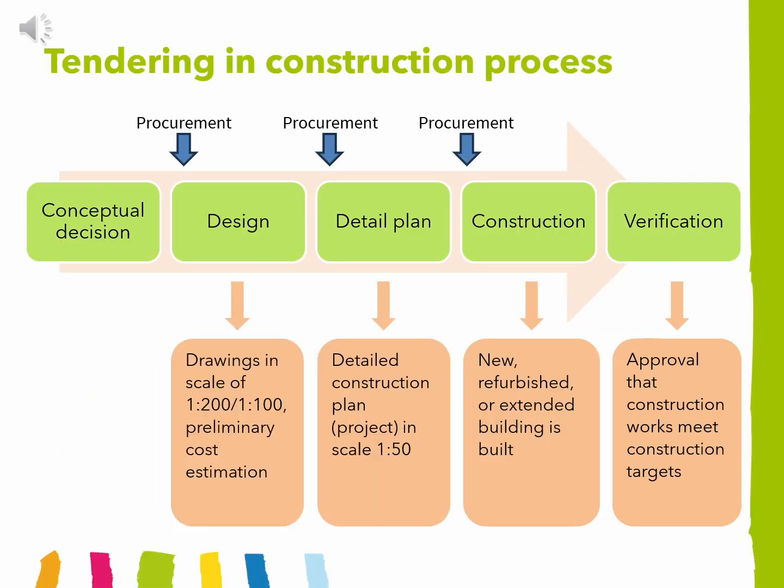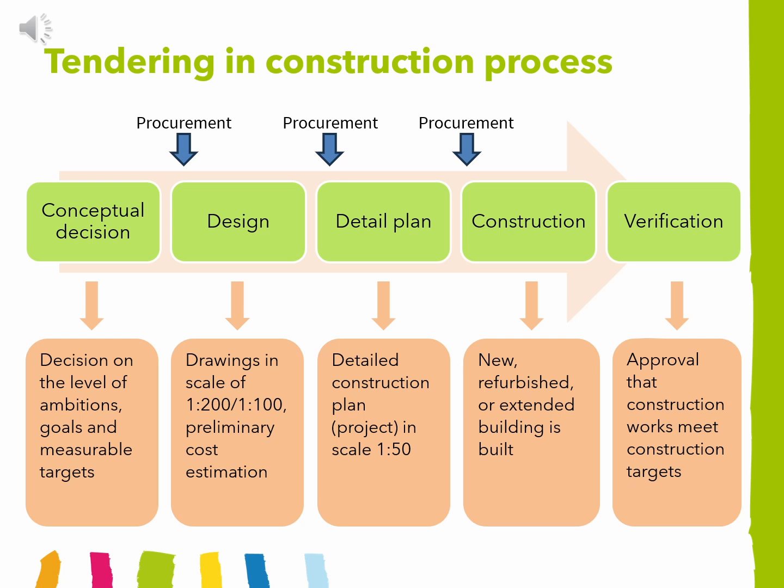building. The construction process consists of several stages. Although the stages appear sequential, they often overlap or require iteration, depending on project complexity and deadlines. Procurement plays a role throughout this entire process. Tendering may be organized separately for each phase, or combined, for example, a single tender covering both design and detailed planning. Clear goals, ambitions, and measurable targets must be established early to guide the work through all subsequent phases.